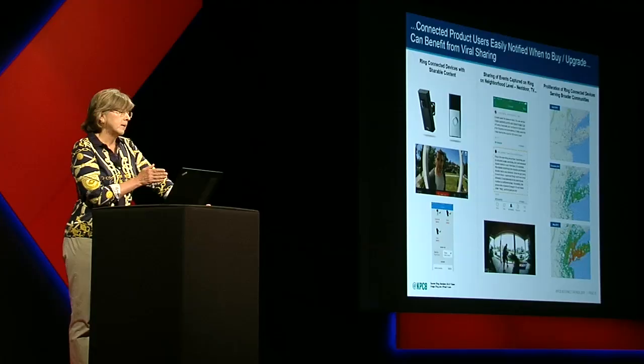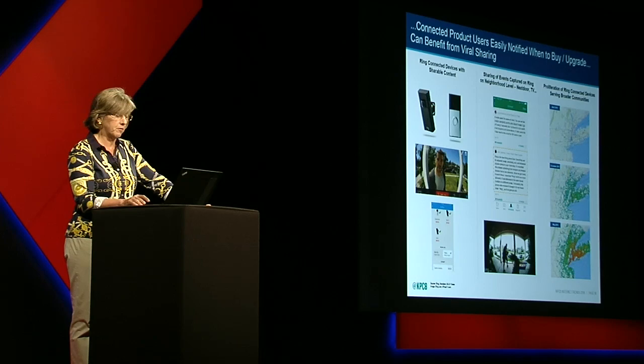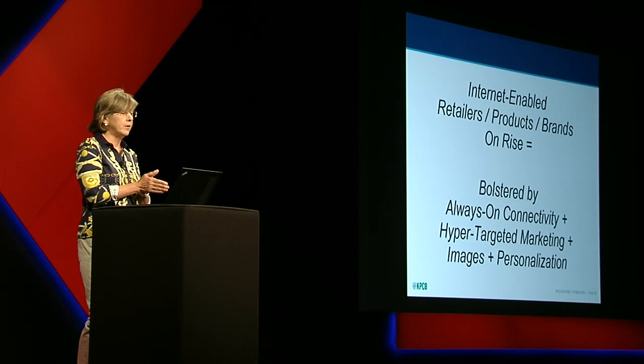Connected product users can easily be notified when to buy and upgrade products and can benefit from viral sharing. This is an example of Ring, the doorbell. Internet-enabled retailers, products, and brands are on the rise. They're bolstered by always-on connectivity, hyper-targeted marketing, images, and personalization. Hyper-targeted marketing is driving growth for retailers, products, and brands. You know that, but there's some data behind it.